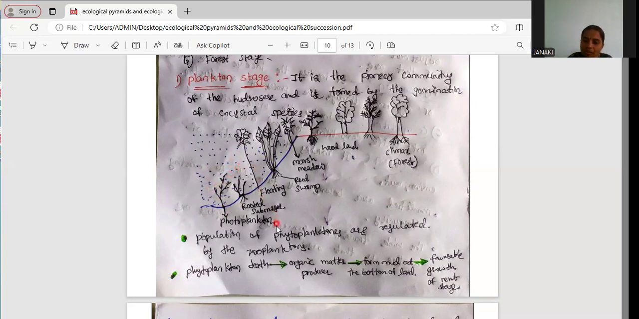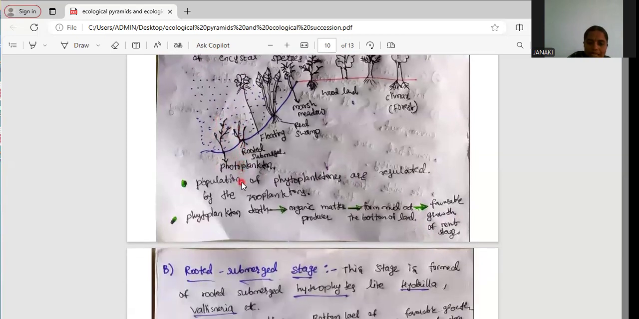The population of phytoplankton is regulated by zooplankton. After the phytoplankton die, organic matter forms mud at the bottom of the pond, which favors growth of the next stage. Phytoplankton are the pioneer community of the hydrosere, and their population is regulated by zooplankton.